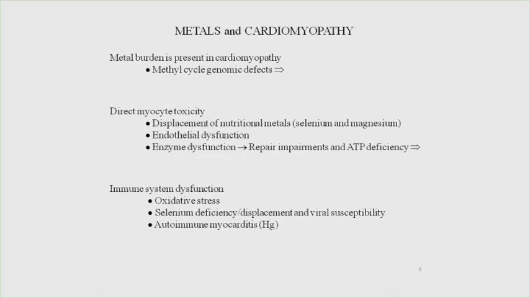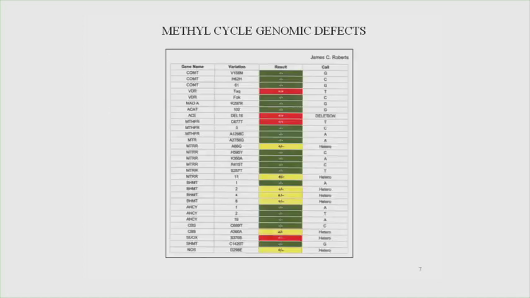Metals in cardiomyopathy. There's typically a metal burden in cardiomyopathy, and some of us are predisposed to having trouble getting rid of our metals because of genomic methyl cycle abnormalities, and I unfortunately have a number of these, so I know all about this stuff. How do metals compromise us? They're toxins. They're not supposed to be there.